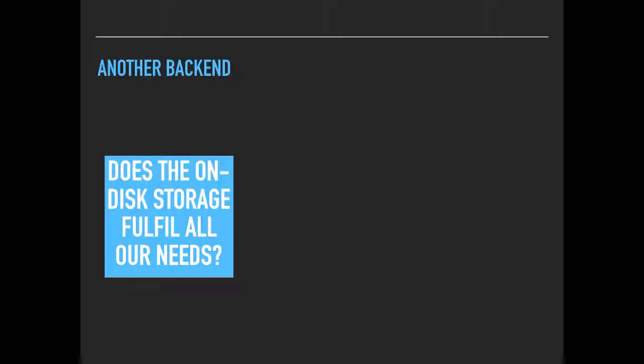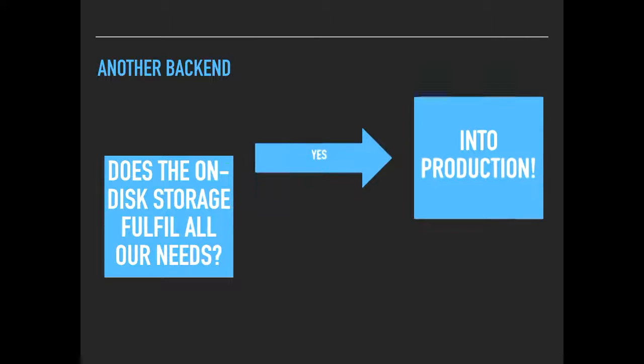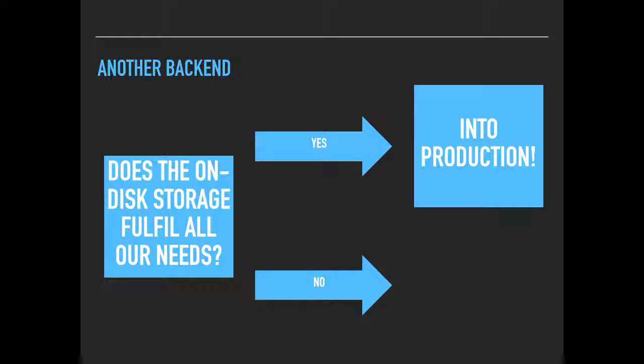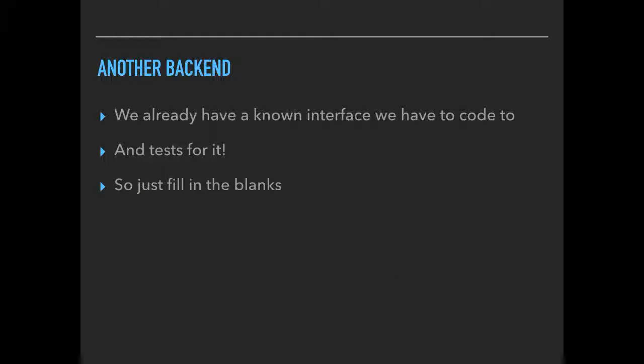So what if we want to write another backend? Well, first we need to ask, does the on-disk storage actually fulfill all our needs? And it might do. So why not put that into production if it works? On the other hand, it might not, in which case we'd have to code another data source. Now this is simple because we already have an interface that we have to code to, and we've got tests for it. So all we need to do now is just go through and fill in all those blanks.